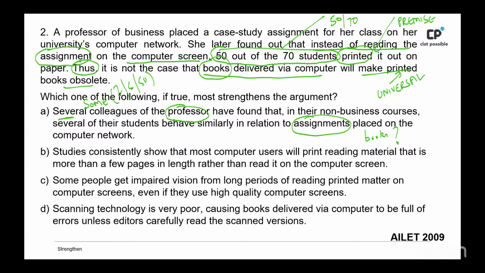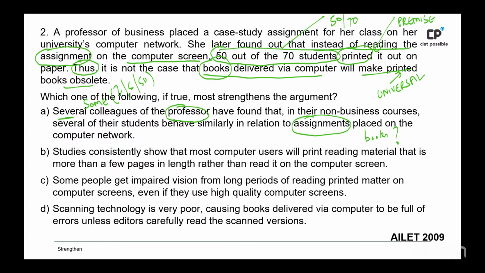We are still not sure, and several or some looks like a weak option. It could be just one colleague, it could be two, or it could be five, right? So it's again not that big a data to support as universal a claim as the one in the conclusion in the argument. Let's look at B.